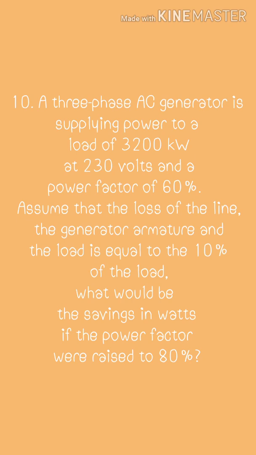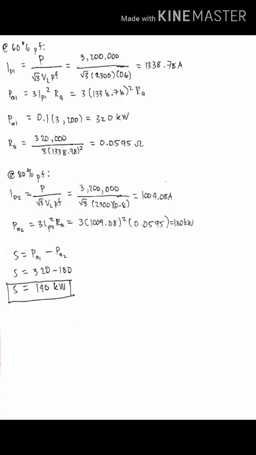Number 10. A 3-phase AC generator is supplying power to a load of 3,200 kilowatts at 2,300 volts and a power factor of 60%. Assume that the loss of the line, the generator armature, and the load is equal to 10% of the load. What would be the savings in watts if the power factor were raised to 80%? So, this is the solution for number 10.